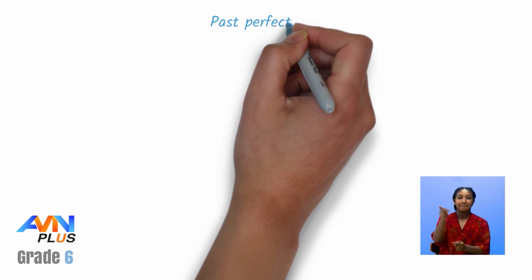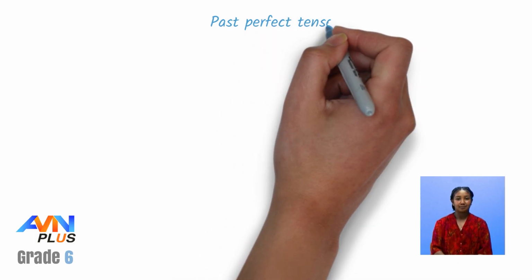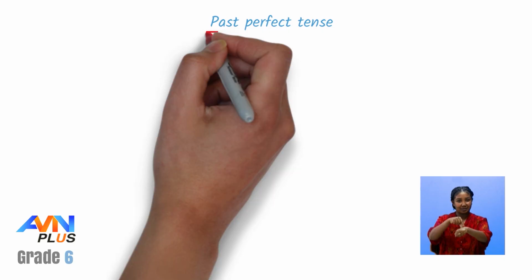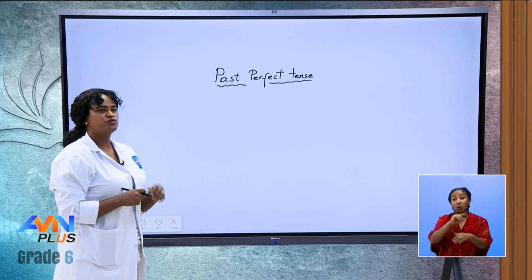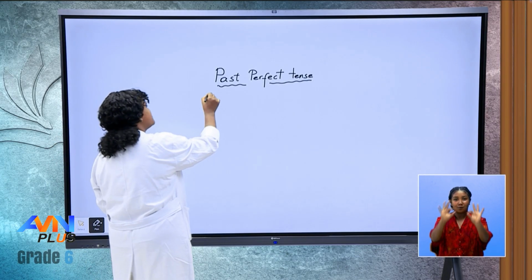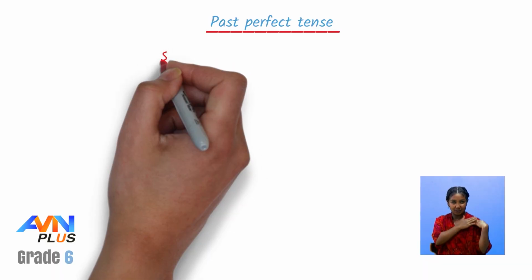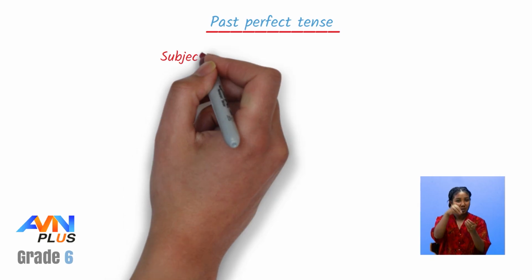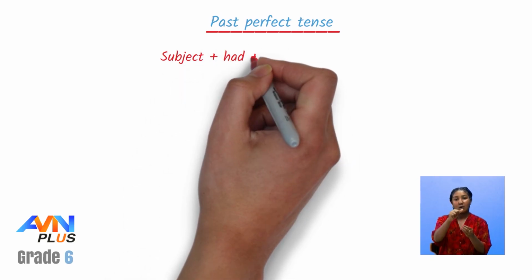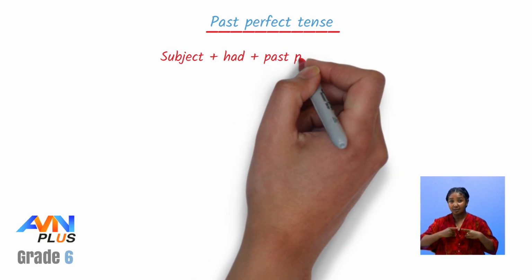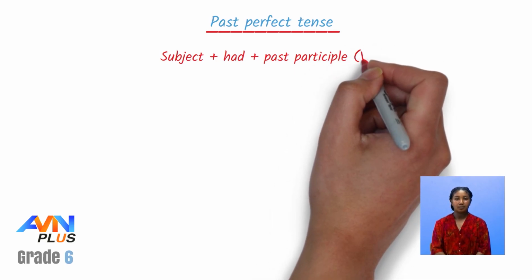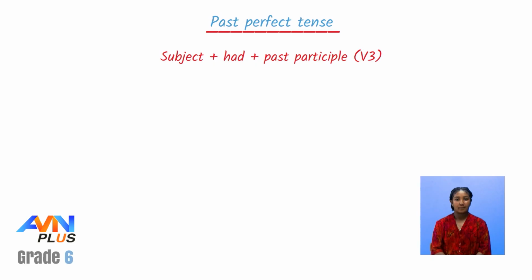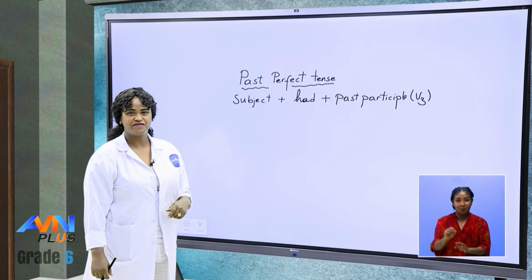The past perfect tense. All right. Last time, when we talked about this past perfect tense, we said that the form of past perfect is what? Subject plus, yes, the auxiliary had, right? And past participle. Very good. Past participle, or what we call verb 3. This is the form of past perfect, right?